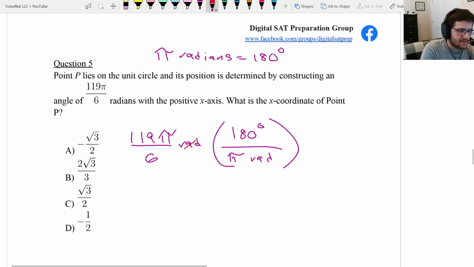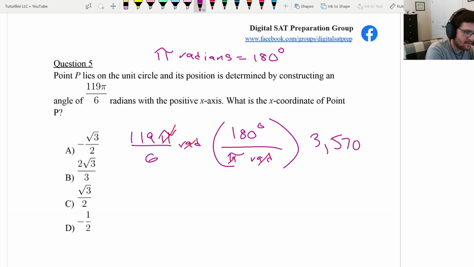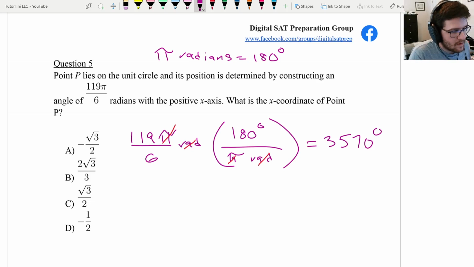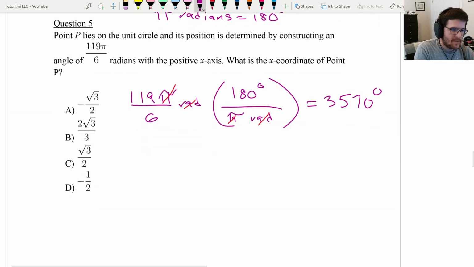Radians go away, pi goes away, and we have 119 over 6 times 180, which gives us 3,570 degrees. I just used a calculator for that one part. And there's one more thing we need to do.